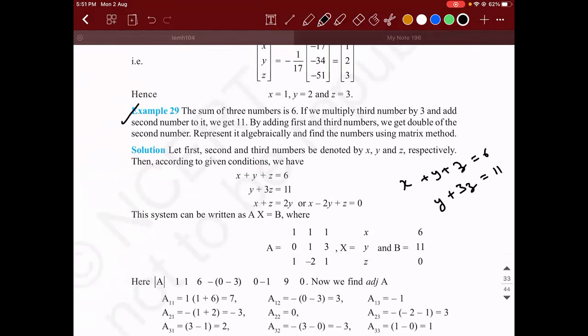By adding the first and third numbers, we get double of the second number, 2 times y. Represent it algebraically and find the numbers using the matrix method. That's it, you can do it now. So you can write x minus 2y plus z is equal to 0. So 6, 11 and 0 are on the right hand side. Yes, you can proceed with X is equal to A inverse B.